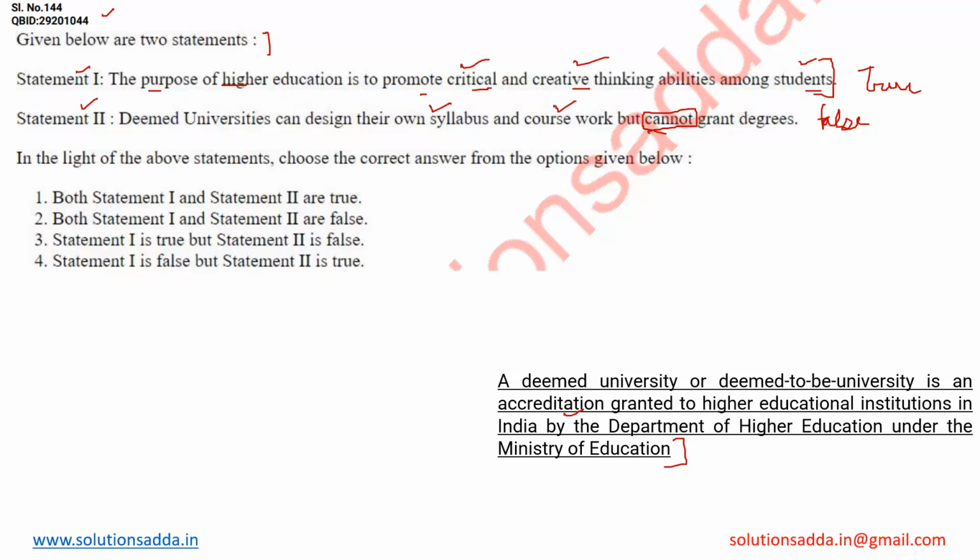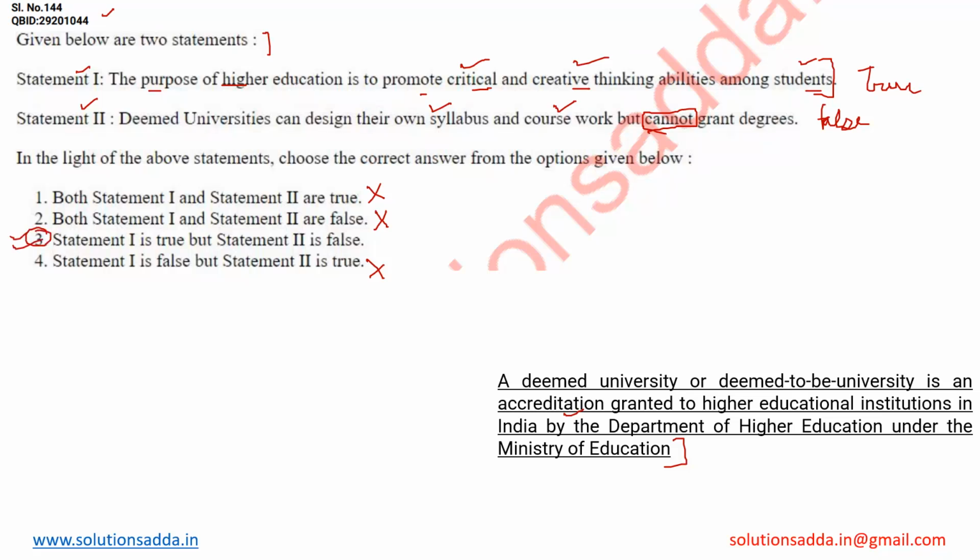So to answer this question, statement 1 is true and statement 2 is false. If we consider "statement 1 is false," we can eliminate option 4. "Statement 1 and 2 both are false": no, statement 1 is true, so we can eliminate the second option. "Both statement 1 and statement 2 are true": which is not true, because statement 2 is false here. So according to this question, option 3 will be the right option.